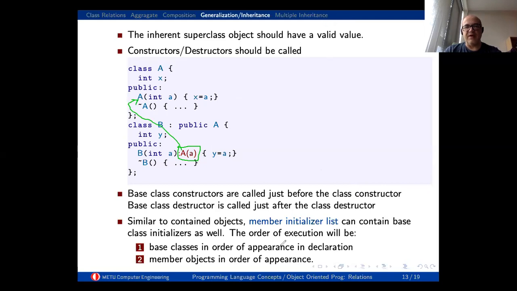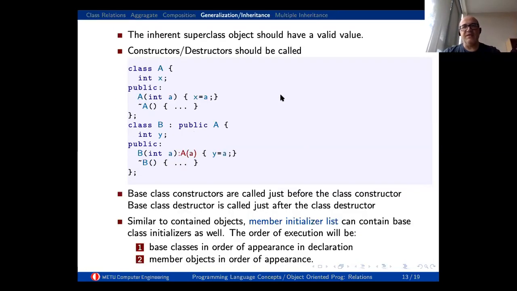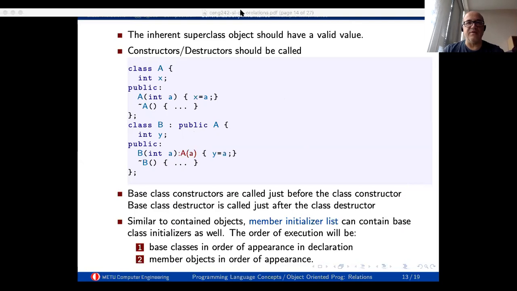And also we have a rule: regardless of the initializer list, the order of execution is the same. We have base classes in order of appearance in the declaration, then member objects in order of appearance. And again, the initializer list has no significance here. Okay, now let us have an example on inheritance as well.